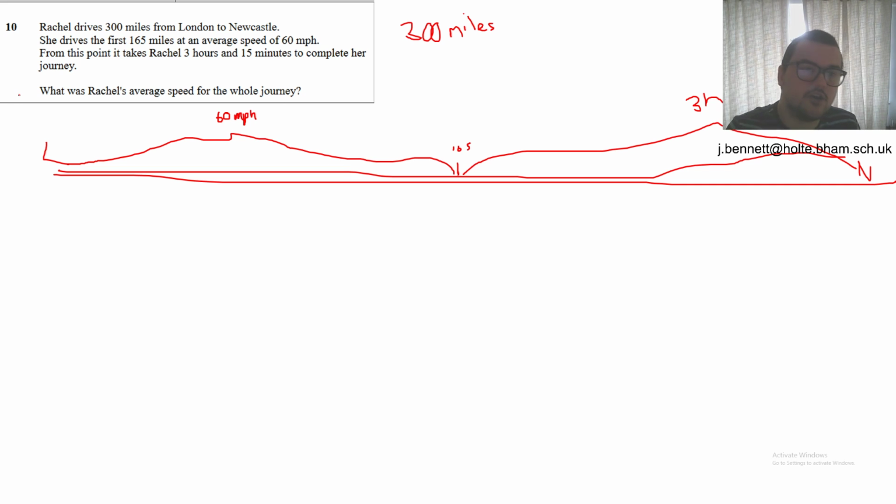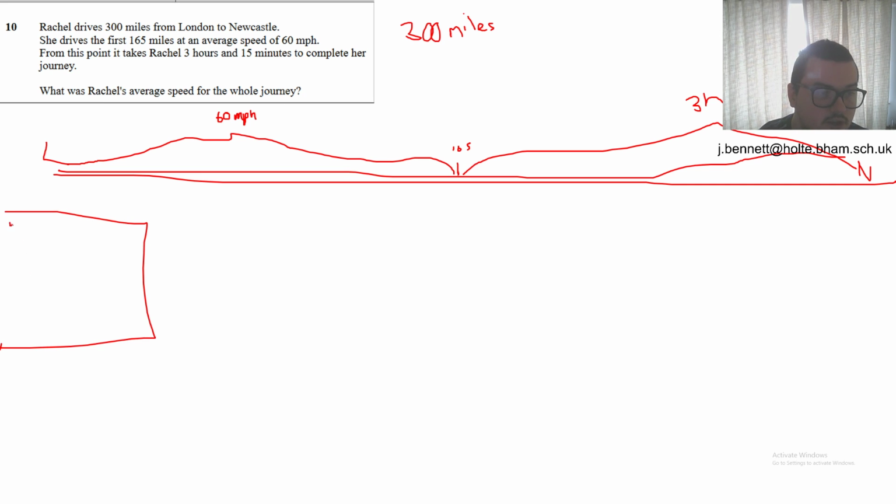So average speed for the whole journey. So if we look at the whole journey, we just make a box here for whole journey. Sorry, I'm really bad at writing on this. So we want speed. Speed, as we know from my triangle, is distance over time. We have the distance is 300 miles because it says so in the question. But we don't know the time.